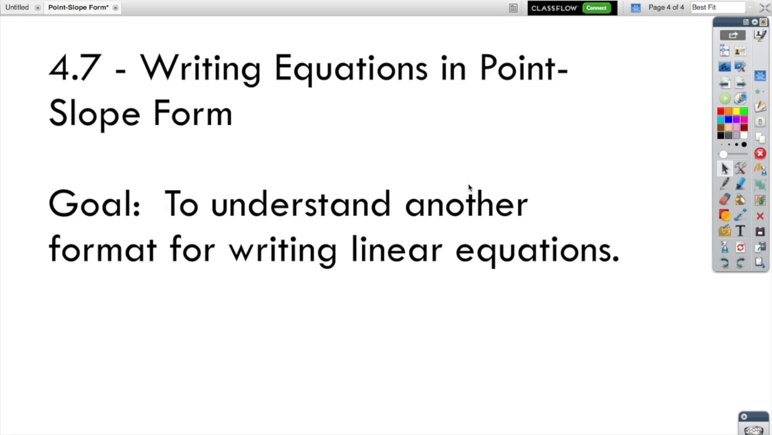This is lesson 4.7, writing equations in something called point-slope form. So our goal today, yet again, revolves around linear equations. And today what we're going to focus on is another way to look at linear equations called point-slope form, just a different format from what we've seen. We've seen slope-intercept form, we've seen standard form. So this is just another one to help us deepen our understanding of linear equations.